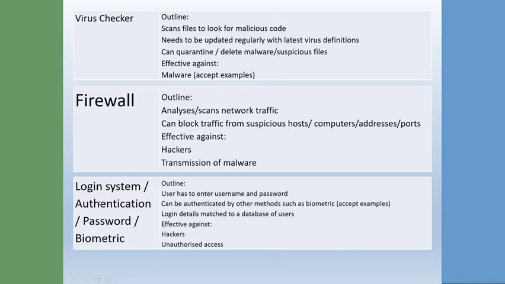You could use a login system or authentication or password. We could also look at things like biometric. So we're not using a physical typed in username and password, using things like iris scans from your eye or your fingerprint. That's a biometric. So the user has to enter their username and password. It can be authenticated by other methods, as I've just said. Those details need to match a database. Okay, and it's very effective against hackers. The stronger the password, the stronger the authentication, the less likely a hacker is to get into your network. And obviously things like unauthorized access relates to other employees. If they can guess your password, then there's a chance they can go on and maybe use that network or use your computer inappropriately.